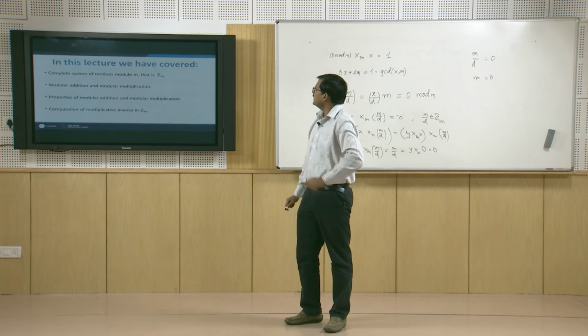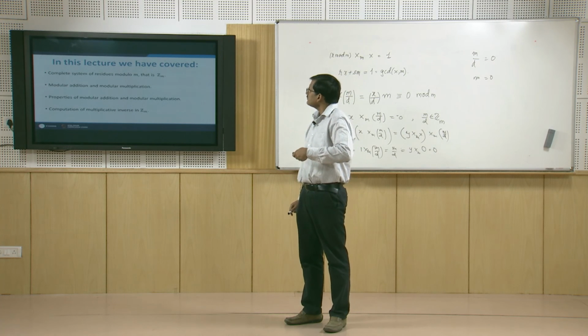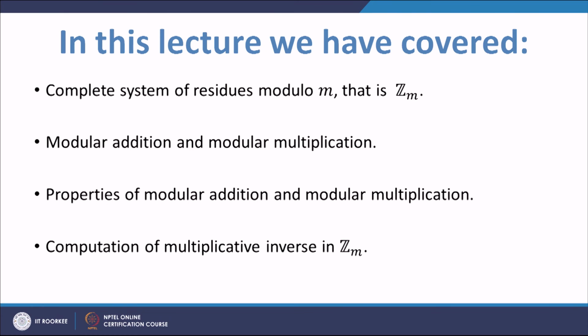So, in this lecture we have covered something called complete system of residues modulo m, which is essentially Zm that we have been dealing with, modular addition and modular multiplication, properties of modular addition and modular multiplication, and probably most importantly the computation of multiplicative inverse in Z sub m.